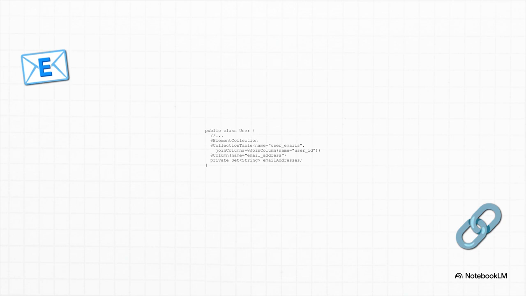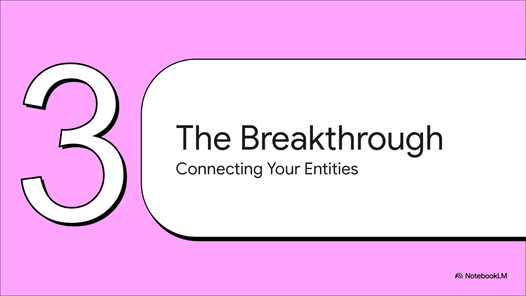That table is going to have two simple columns, a user ID to know which user it belongs to, and an email address column to hold the actual email. And just like that, you've modeled a one-to-many relationship with simple strings. Now for the main event. This is where object relational mapping, ORM, really truly shows its power.